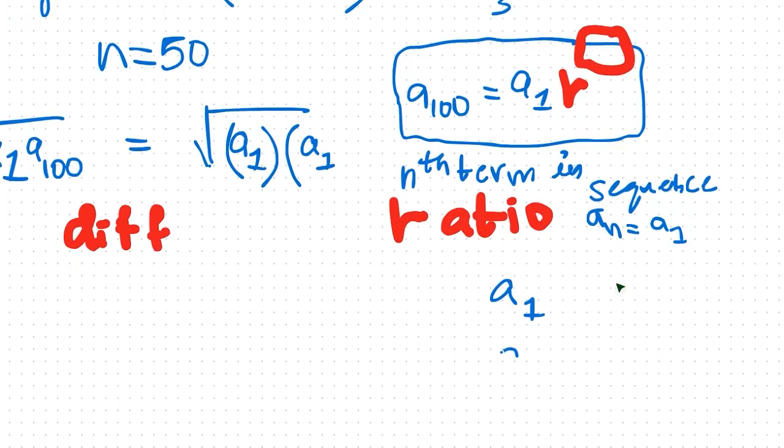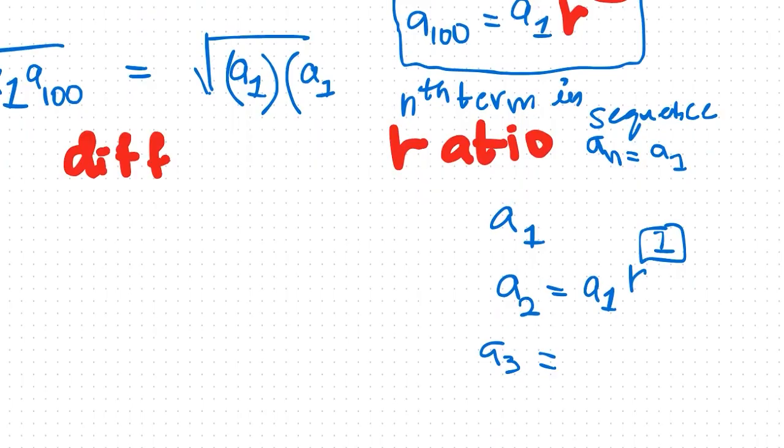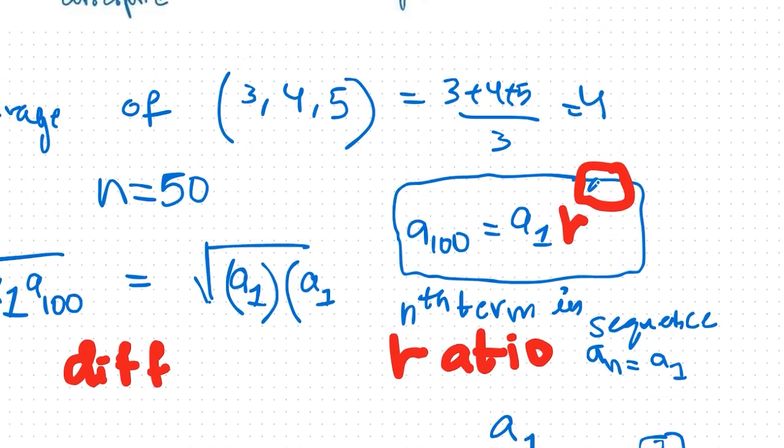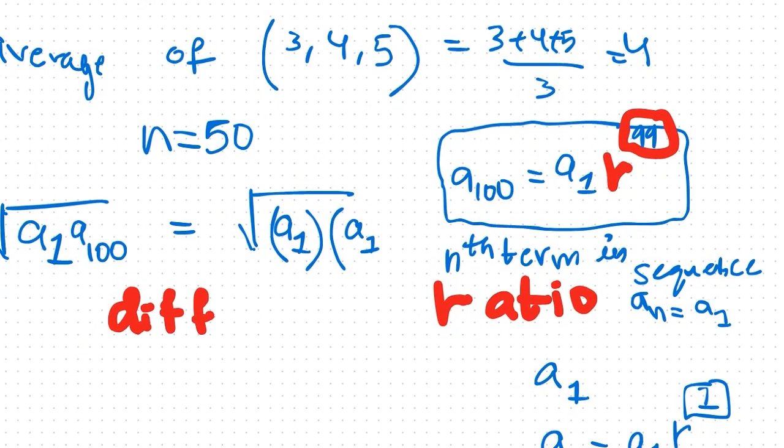See, first term will be A1 obviously. Second term will be A2, right? A2 can be obtained by how? A1 times the common ratio, R to the power 1, right? What about A3? A1 into R to the power 2. So whatever it is here, we do minus 1 there: R to the power 3 minus 1. So A100 would be A1 times R to the 99. Okay.